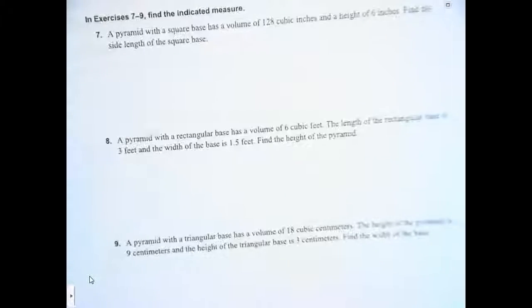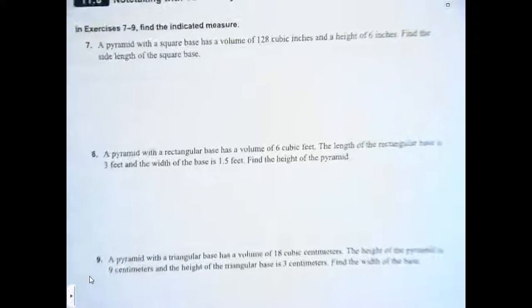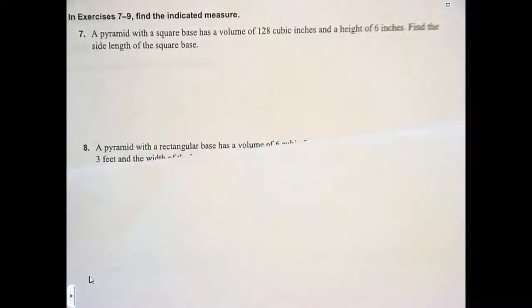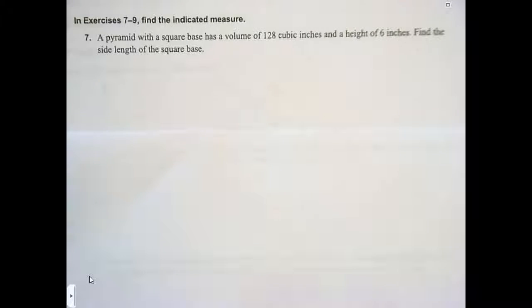Okay, let's try a couple others. I want you to turn to page 343. I want you to try number 7 with your groupies there. Make sure you read it carefully. Draw a picture if needed to help you out. If not, just write out the formula.